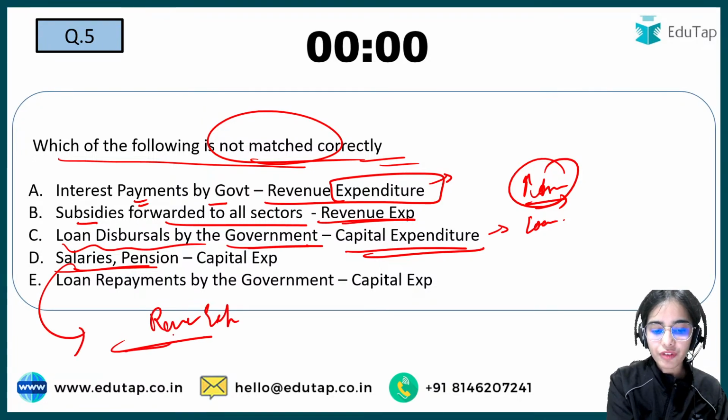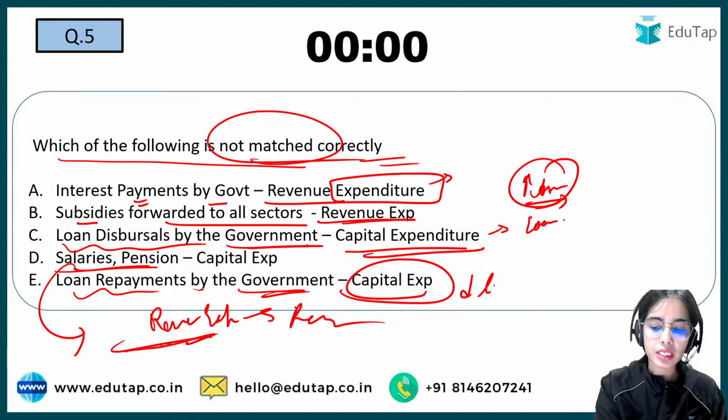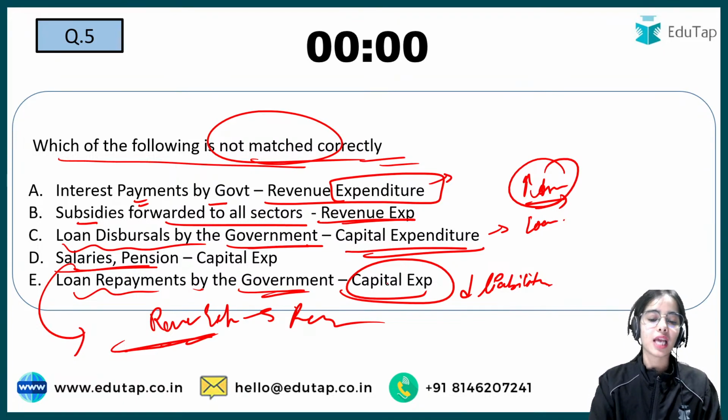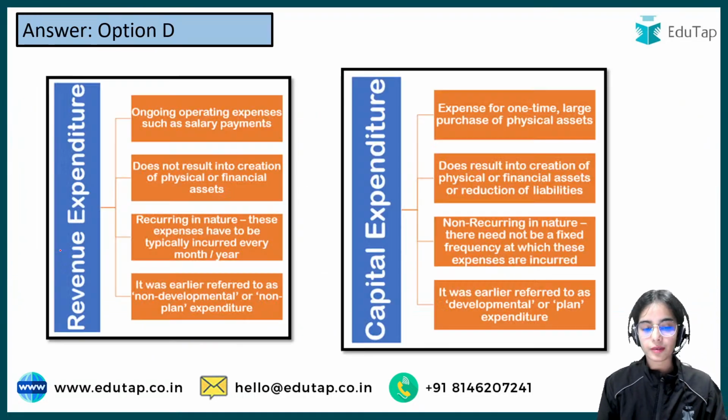They come under the revenue expenditure because they are regular in nature. The loan repayment by the government is also capital expenditure, because this is reducing the liability of the government when the government is repaying the loan. Reducing the liability and increasing the asset comes under the capital expenditure. So here, yes, very good everyone. D is the right answer here.